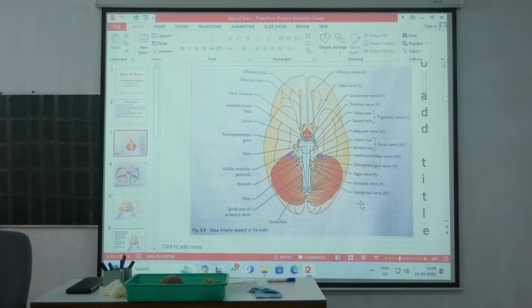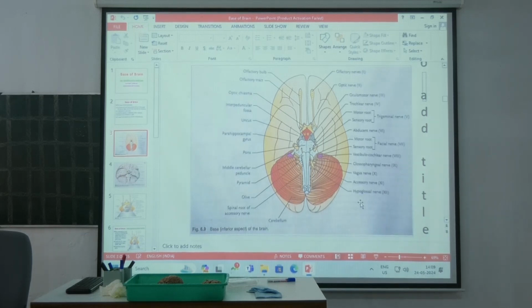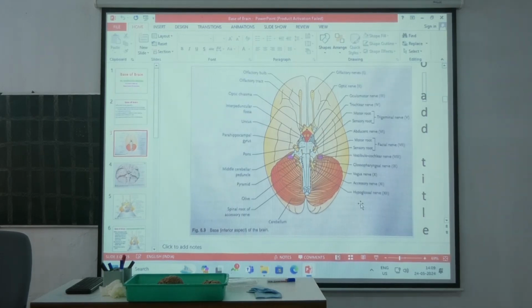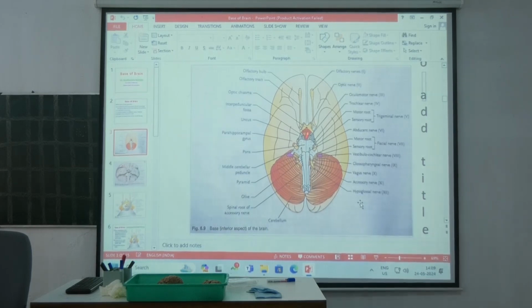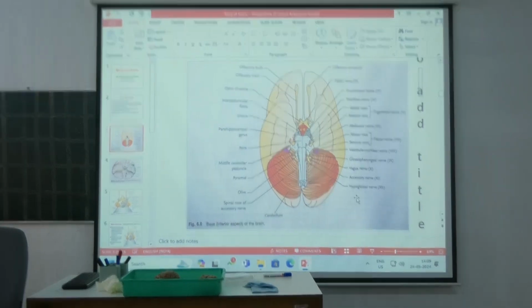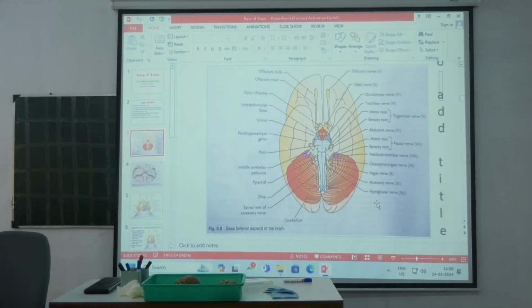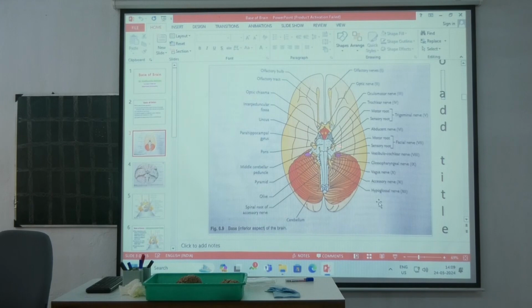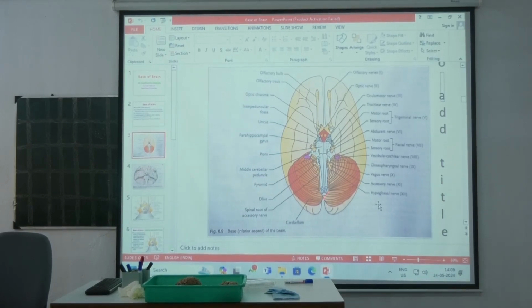The second cranial nerve is the optic nerve. The optic nerves come out from the orbit through the optic canals. Then the third cranial nerve lies medial to the crus cerebri. These are the oculomotor, or third cranial, nerves. The fourth cranial nerve comes out lateral to the crus cerebri here. Okay, the trochlear nerve. The fifth cranial nerve is at the junction between the middle cerebellar peduncle and the cerebellum.